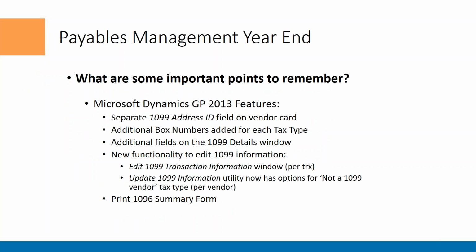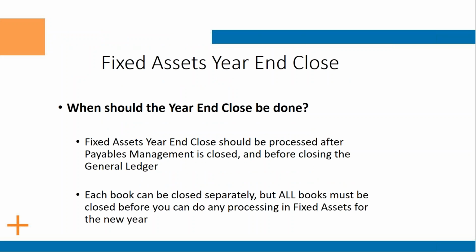After payables, we go through fixed assets next. A couple of things to pull out. If you're on Dynamics GP 2013, there are separate 1099 address fields. There's additional functionality that's been added on the 1099 details window. There's also some more editability functions. There's also, we don't forget to print 1096 your vendor summary forms. I got ahead of myself.